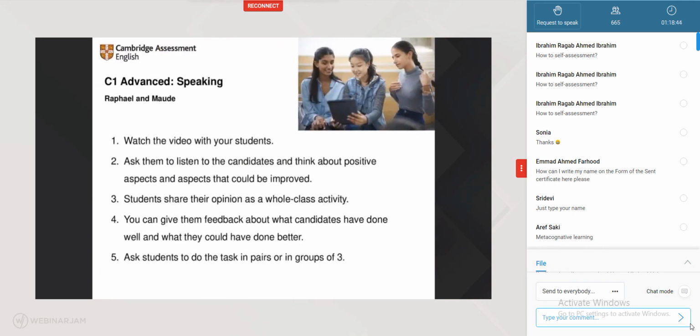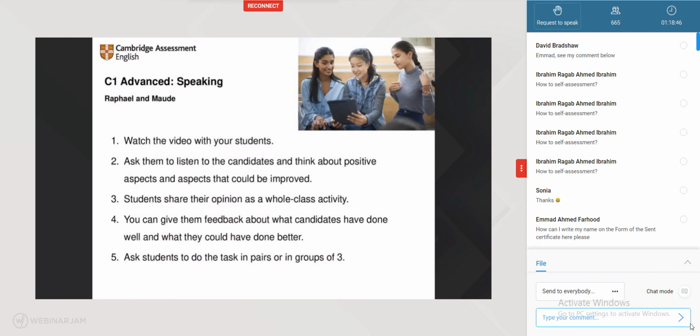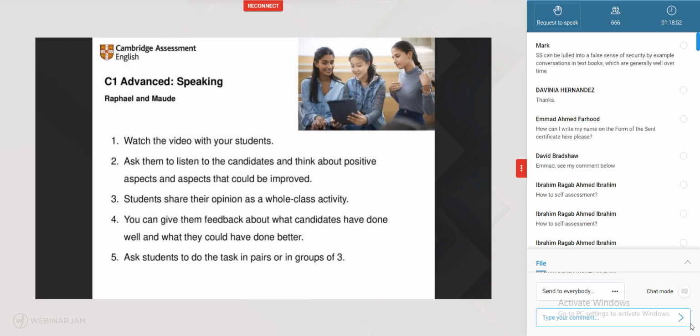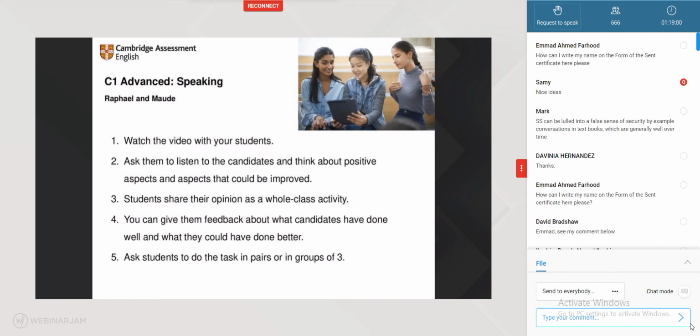So you could also do this. There are quite a few C1 Advanced speaking tests available online. We're going to watch part 3 now, which is the collaborative task. We'd like you to look at the criteria on page 17 of the handouts and look at interactive communication.